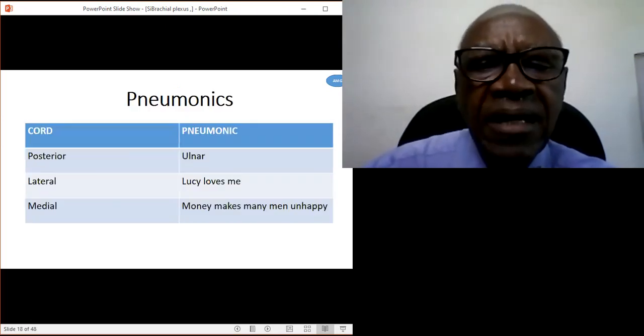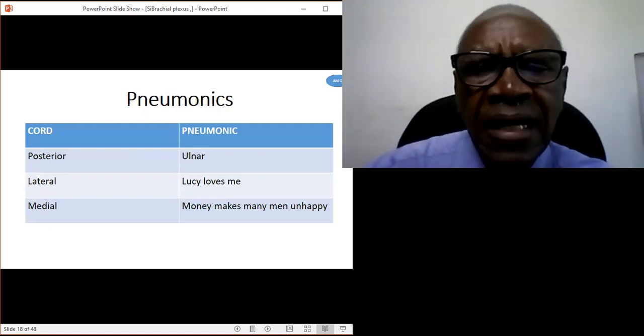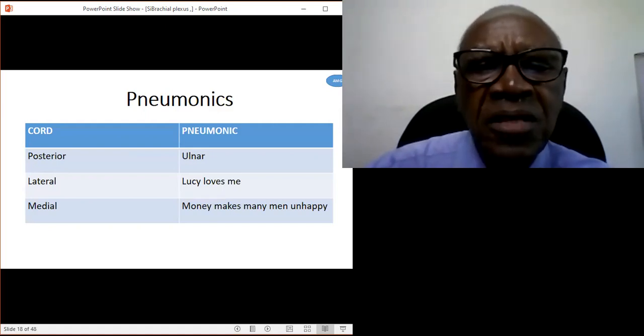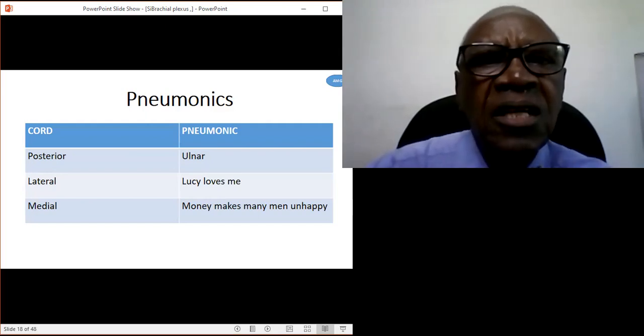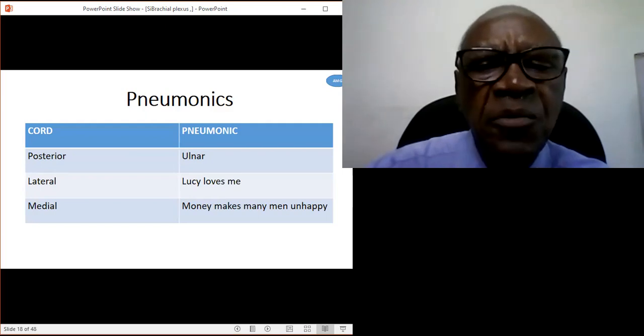To make these branches easier to learn, we use a mnemonic. For the posterior cord, we use ulnar. For the lateral cord, we use Lucy loves me. For the medial cord, we use money makes many men unhappy.